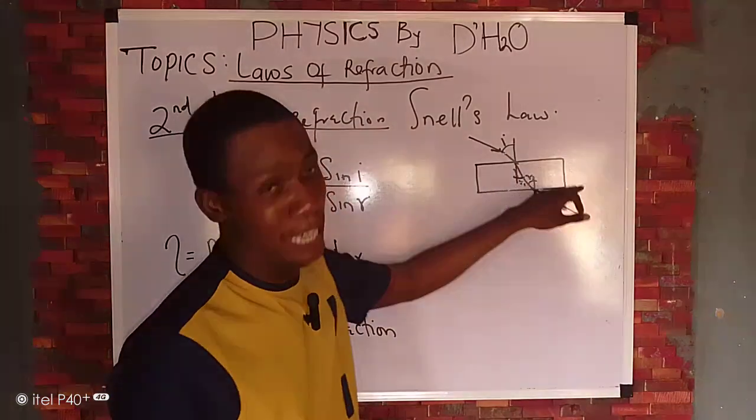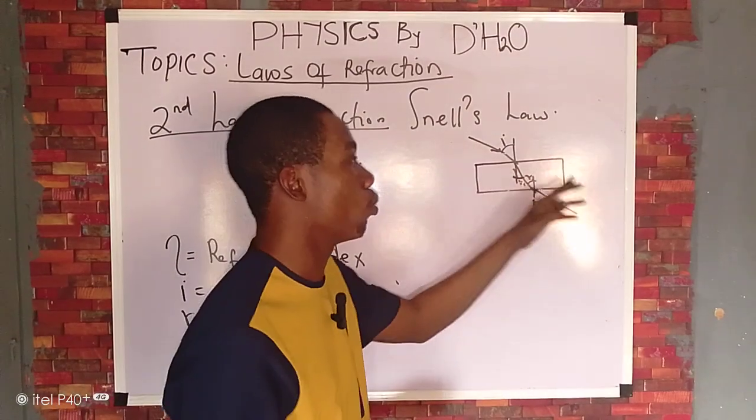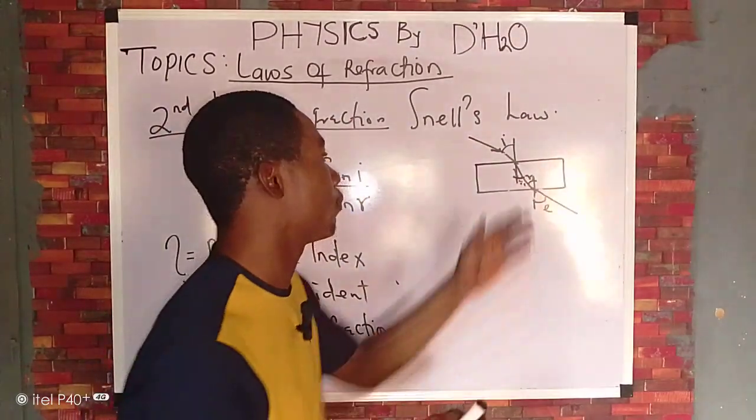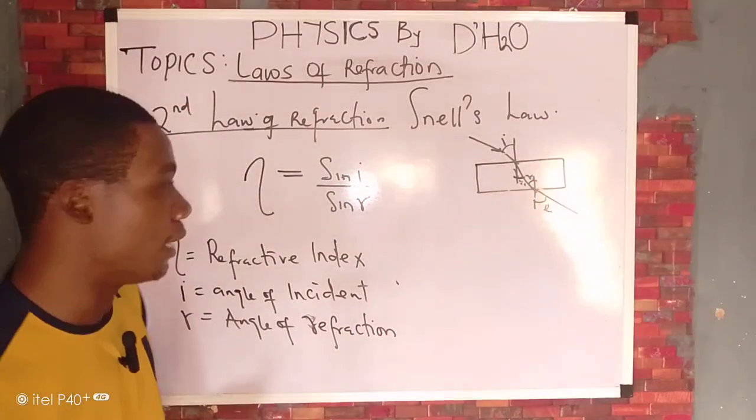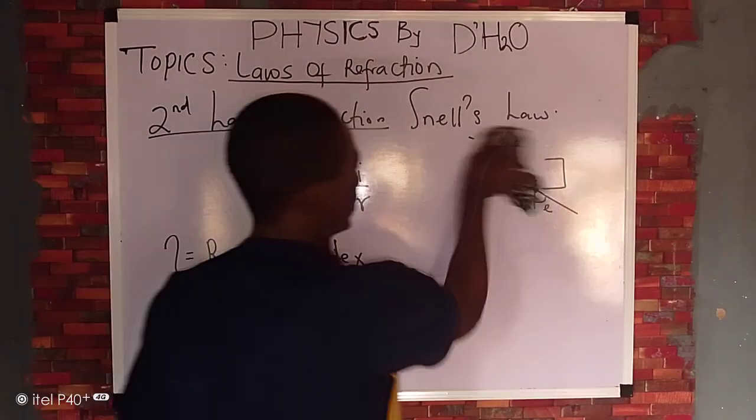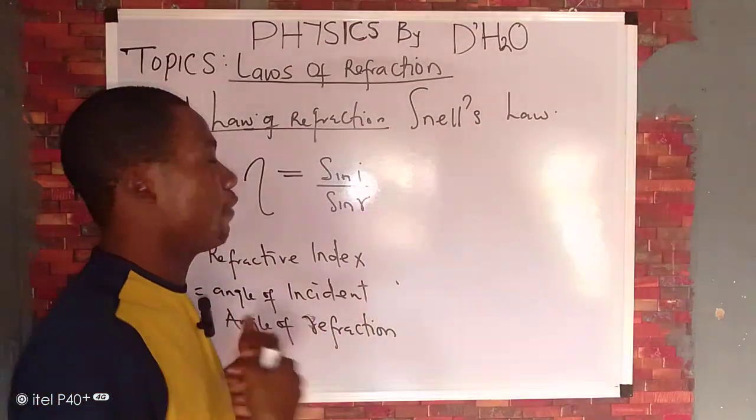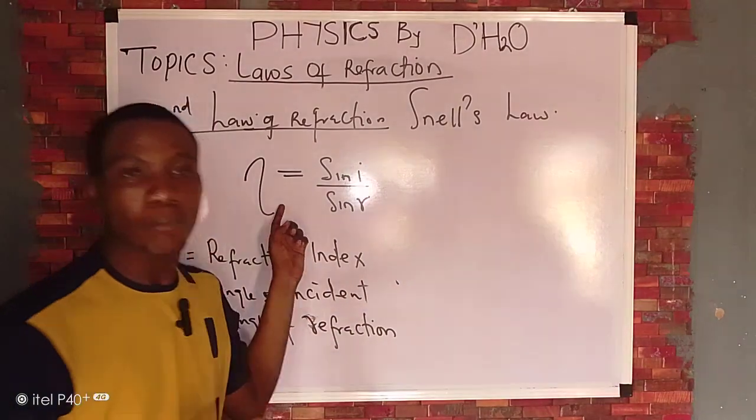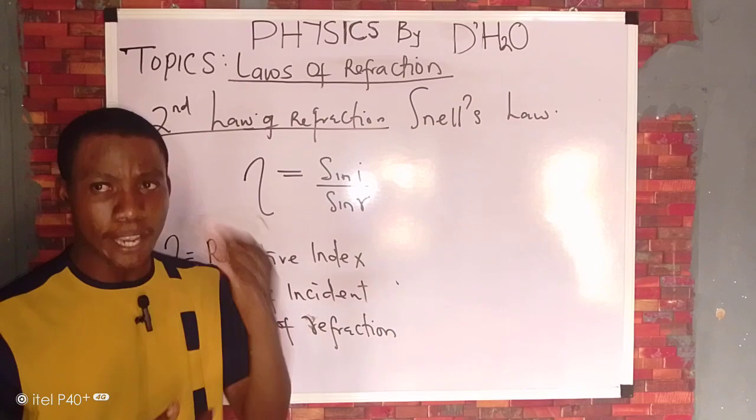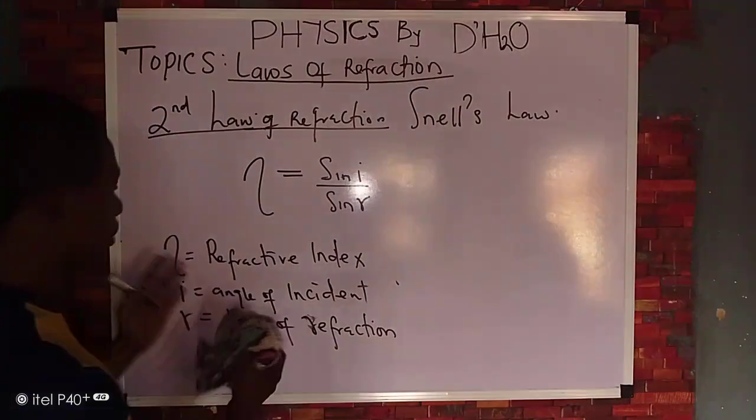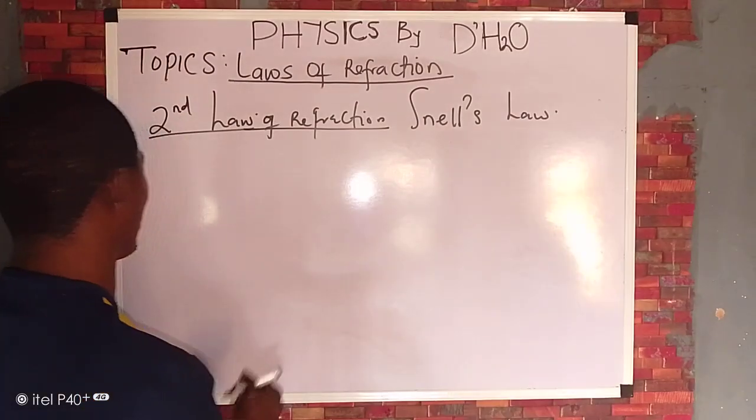It can be from air to glass, or from glass to air, or from air to water, or water to air, even from water to glass. And in this formula, we are going to be looking at various derivations from the second law of refraction if our light moves from air to glass. Please take note. If the light moves from air to glass, we are likely going to get something like this.